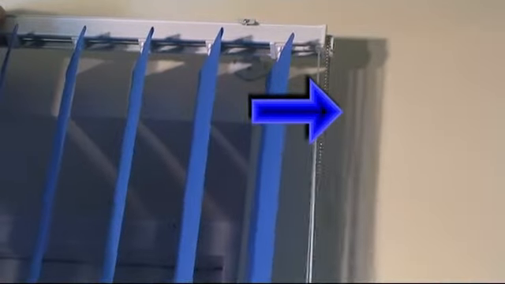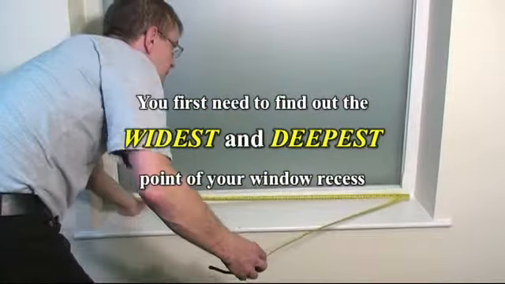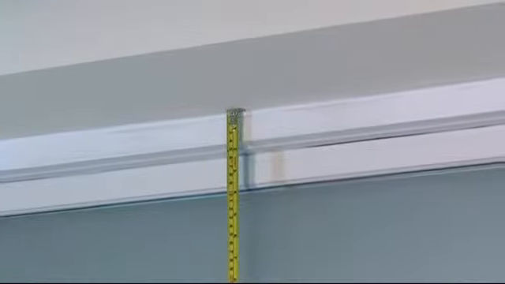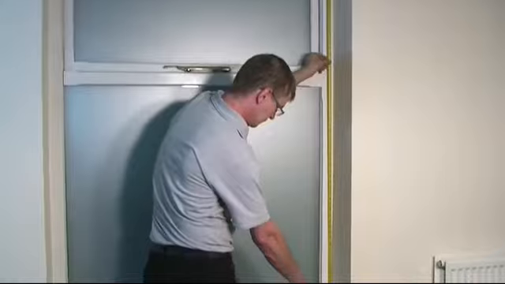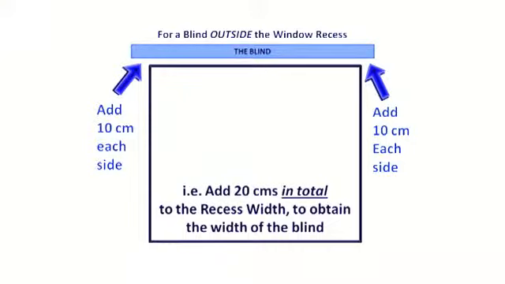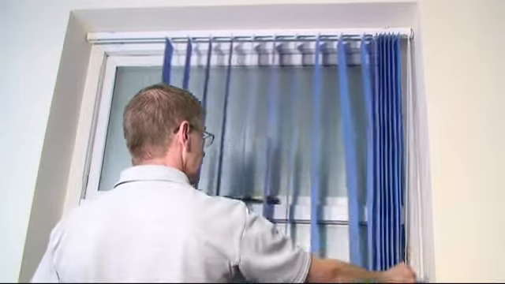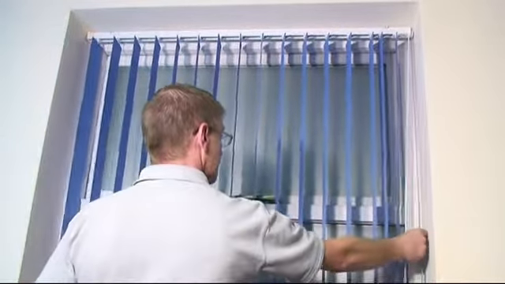If you require your blind outside the recess to cover the entire window, then you first need to find out the widest and deepest point of your window recess. You do this by measuring as we've previously explained. You then need to add for the blind to overlap the recess, both to the width and the drop. We would recommend a minimum overlap of 10 centimeters each side and the same for above and below. Again, always look for any obstructions. Once you have added the allowances, you have your exact blind sizes.